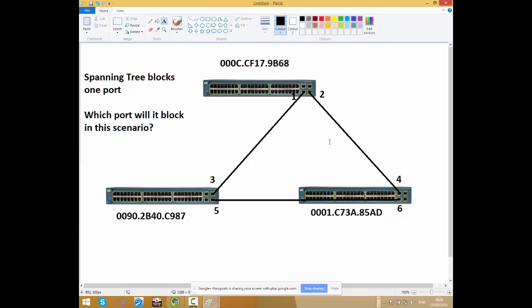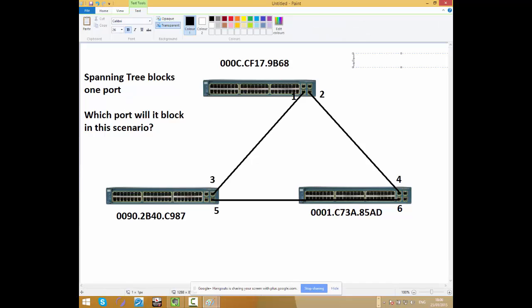First off, we have to determine which is the root switch. I think the one with the MAC address 001 is the root. Okay, so both ports, port 4 and port 5, they are the designated. No, 4 and 6 are the designated ports. And then if we look at 5 and 2, they are the root ports.